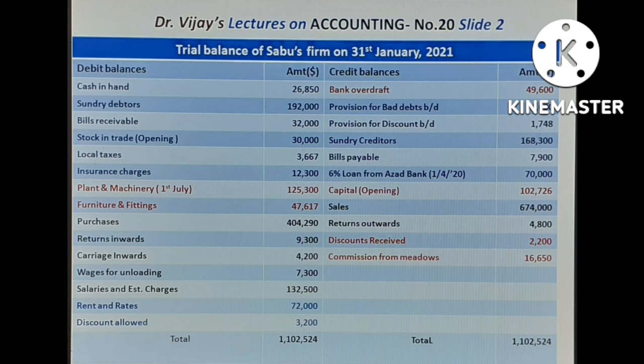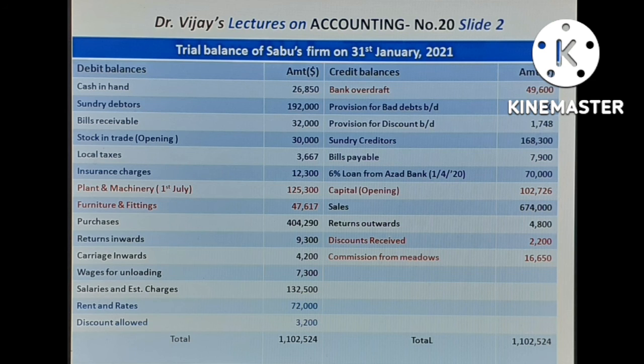First is receivables minus provision for bad debts minus provision for discount. That comes to 1,78,752. Bills receivable 32,000. Cash in hand 26,850. Commission receivable from Meadows 720. Insurance prepaid 2,050 and rent prepaid 14,400.